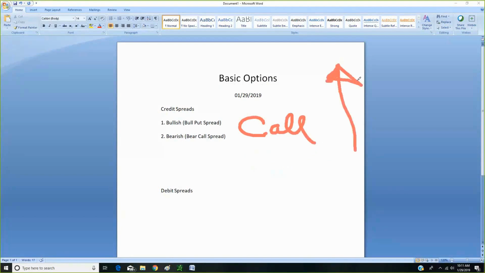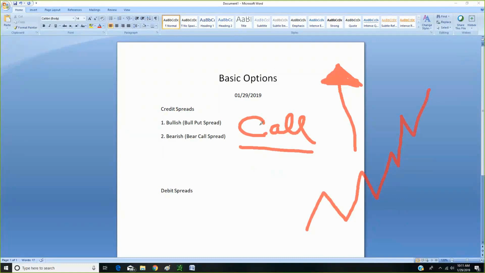Do we want the stock to move up slow or fast? If I buy a call, do I want the stock to move up slow or fast? Fast. Somebody tell me why. If I buy the call, why does the stock have to move up fast? Time decay. Theta, time decay, works against us.